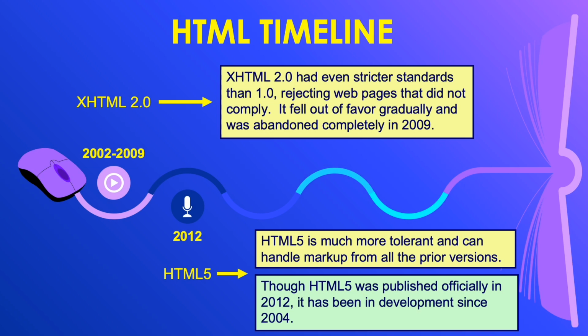Continue. In 2002 to 2009, they developed XHTML 2.0. So this time it had even stricter standards compared to version 1, rejecting web pages that did not comply. And it also fell out of favor gradually and was abandoned completely in 2009. However, in 2012, they built HTML5. So HTML5 is much more tolerant and can handle markup from all the prior versions. Though HTML5 was published officially in 2012, it has been in development since 2004.